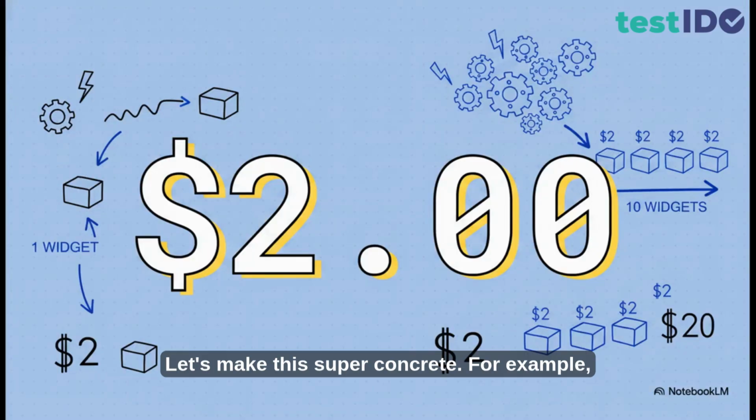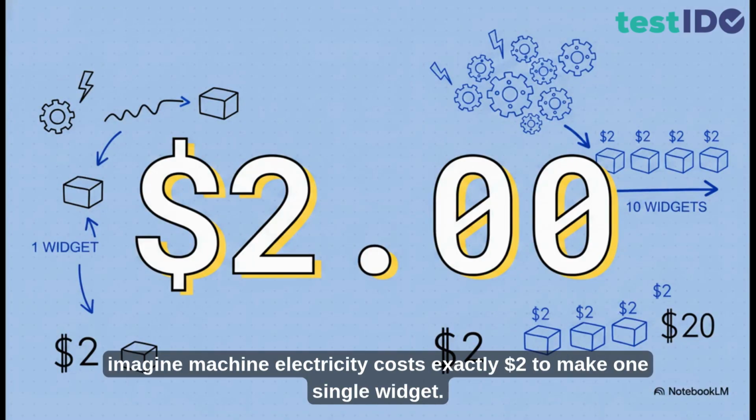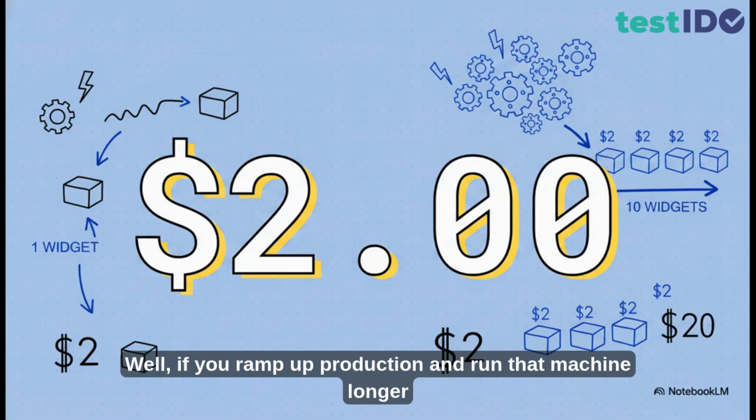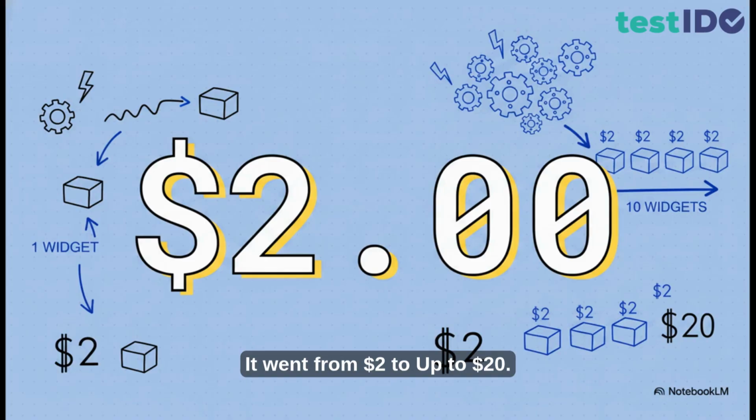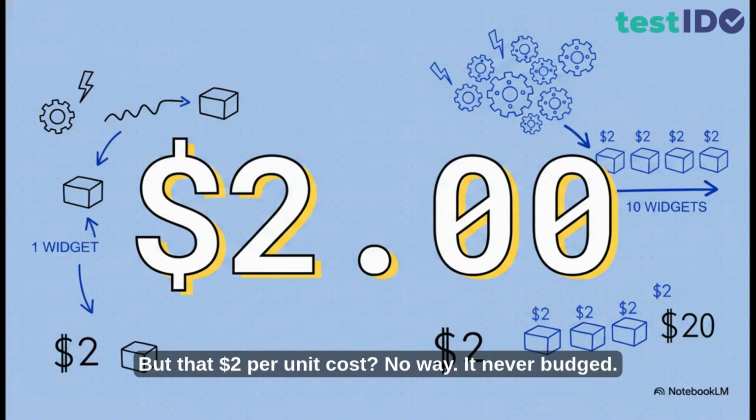Let's make this super concrete. For example, imagine machine electricity costs exactly $2 to make one single widget. Well, if you ramp up production and run that machine longer to make 10 widgets, it's going to cost you $20. The total cost absolutely changed, right? It went from $2 up to $20. But that $2 per unit cost? No way. It never budged.